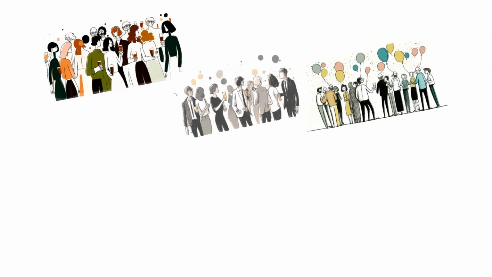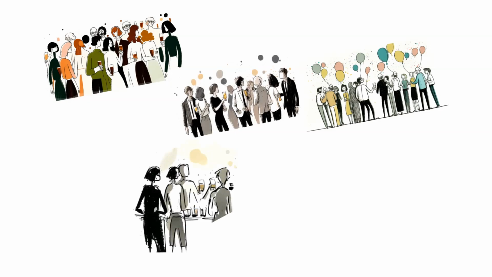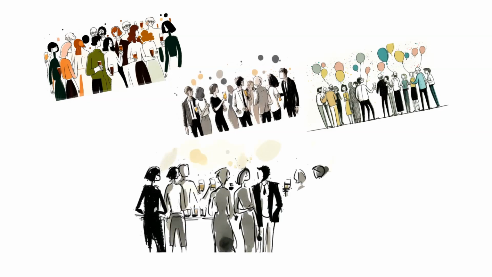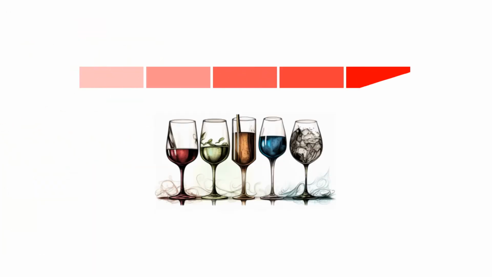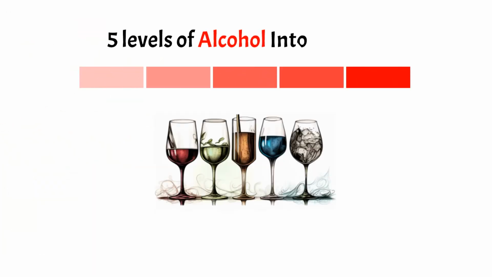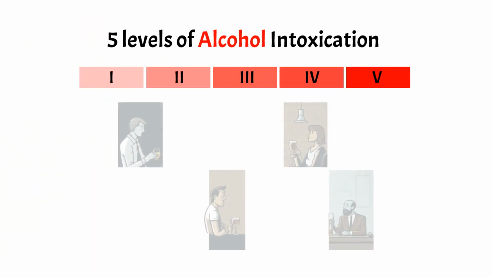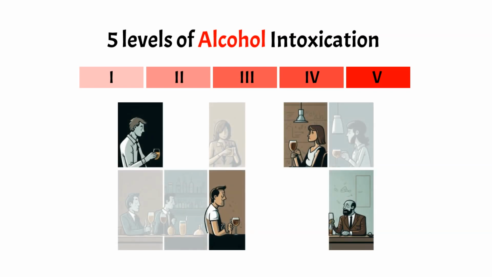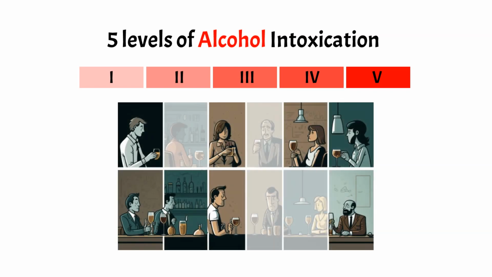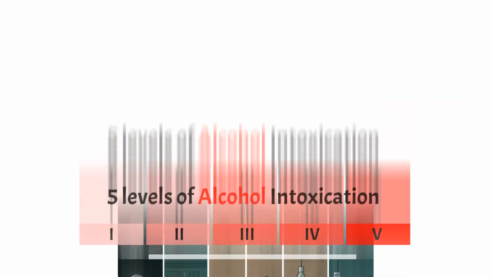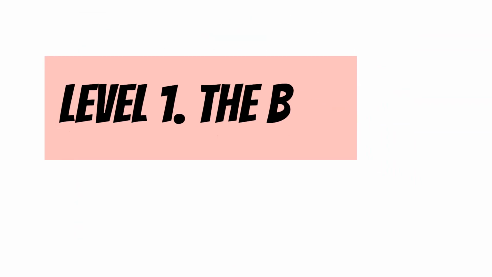People drink alcohol for various reasons: socializing, relaxation and stress relief, coping mechanism, celebration, and so on. Let's make a general overview of the brain changes that occur at each stage of intoxication. Before we start, it's important to say that the effects of alcohol on the brain can vary from person to person.